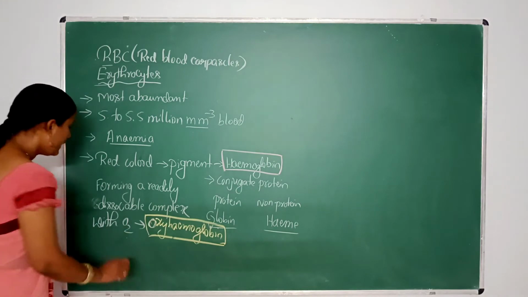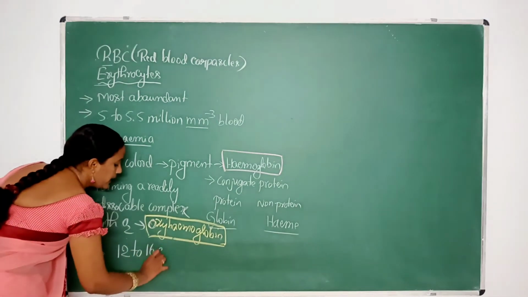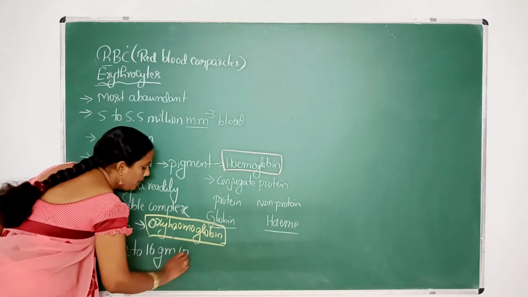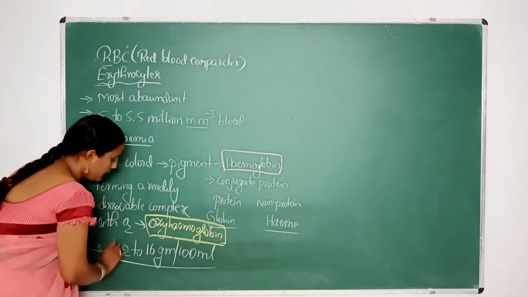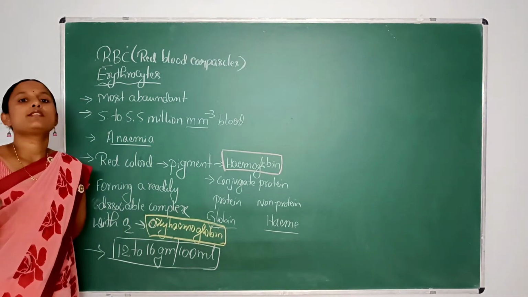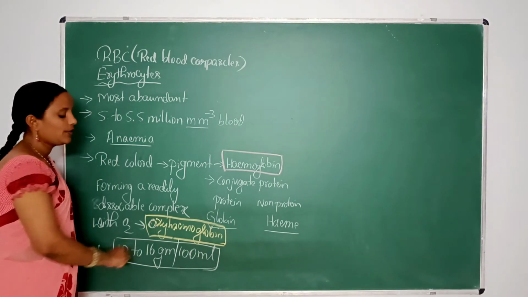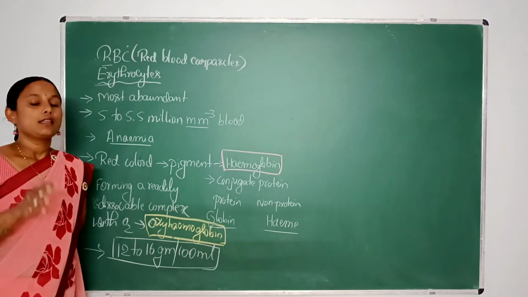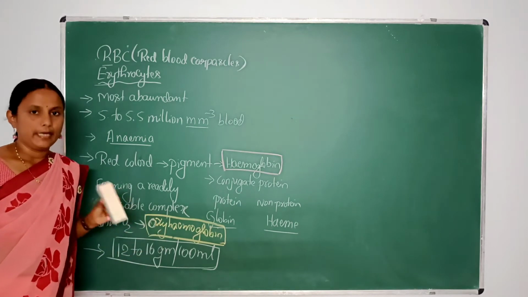Next, in our body, there should be 12 to 16 gram of hemoglobin per 100 ml of blood. In every 100 ml, there should be 12 to 16 grams. The normal is found to be 14 in particular, but it ranges. So 12 to 16 gram of hemoglobin is the normal amount of hemoglobin present in blood.